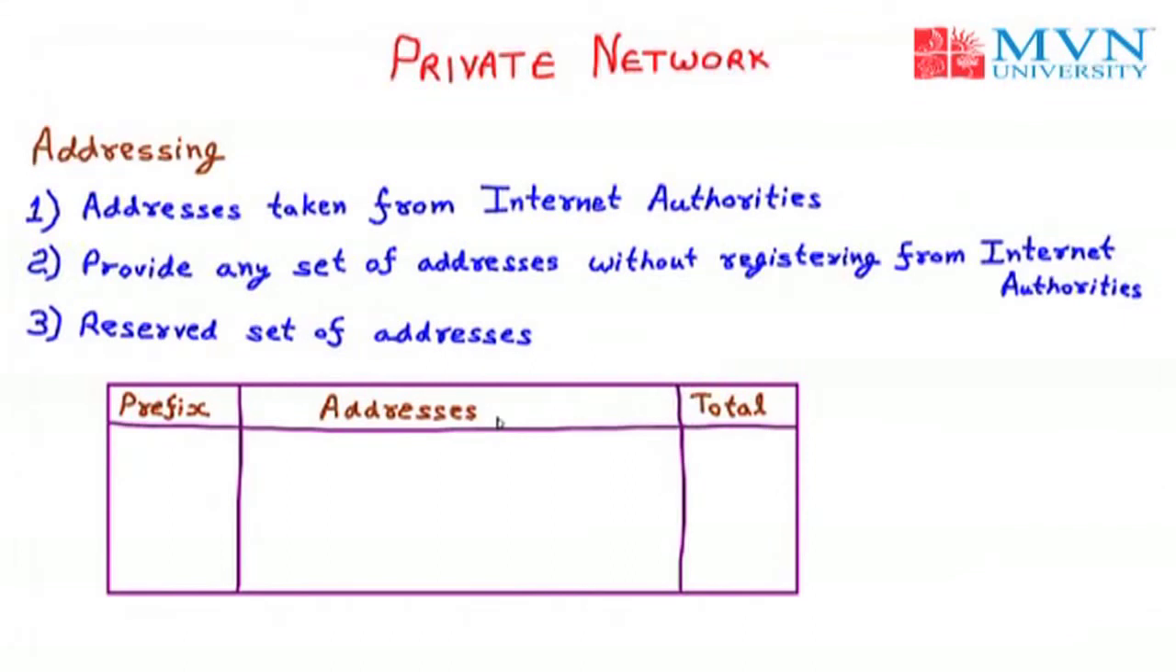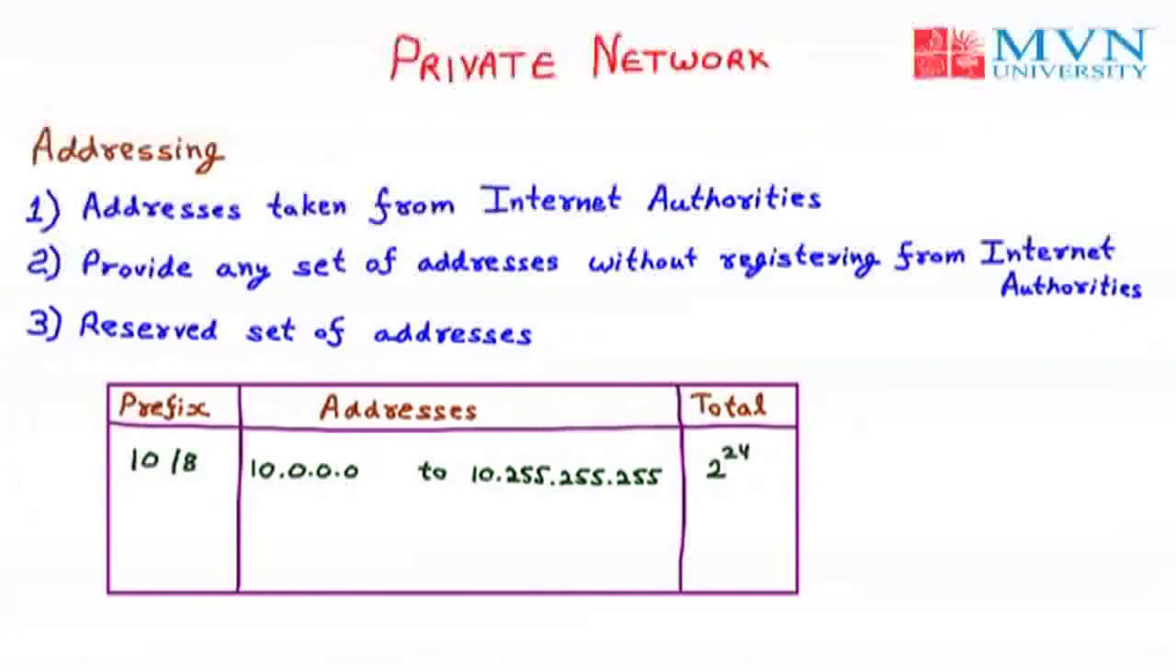The first category has the prefix 10/8, and the IP addresses start from 10.0.0.0 to 10.255.255.255, and the total number of addresses in the first class is 2 raised to power 24.